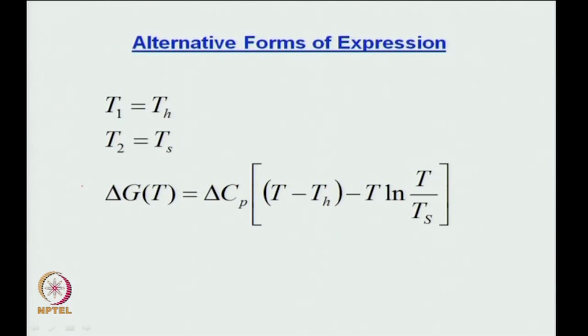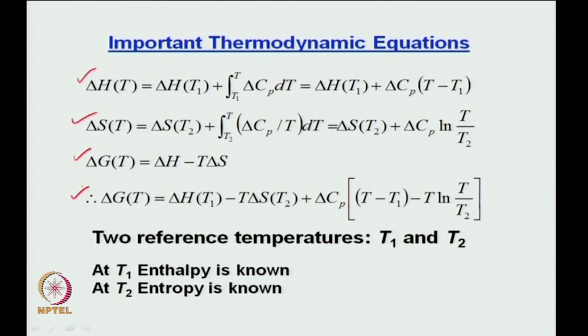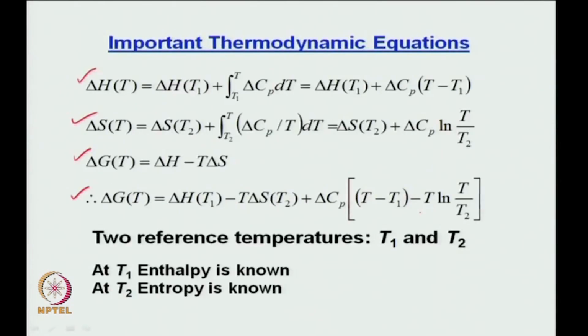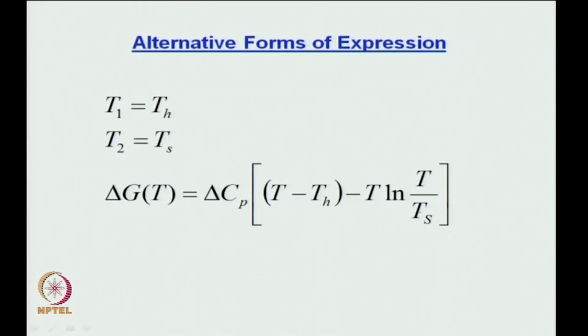If T2 is equal to Ts, what happens to delta H? It goes to 0, right? When T1 is equal to Th, the first delta H goes to 0. When T2 is equal to Ts, the delta H goes to 0. So, what are you left with? Only the last term, and that is what you see out here, where you have made the small transformation that T1 is now equal to Th and T2 is now equal to Ts. That is what you have done.